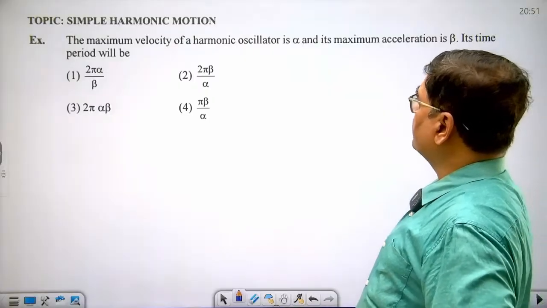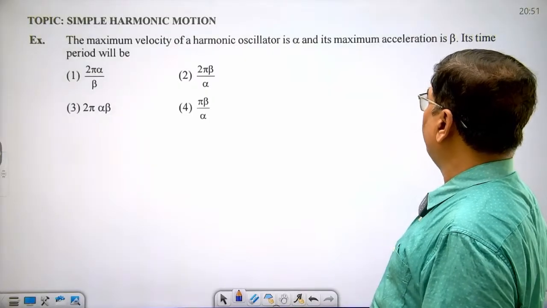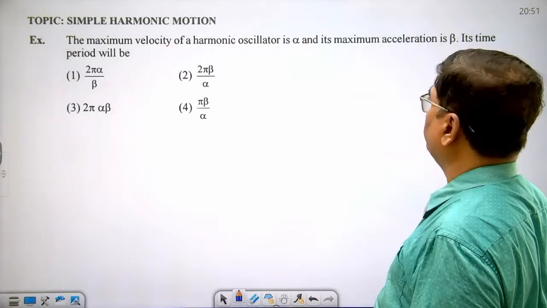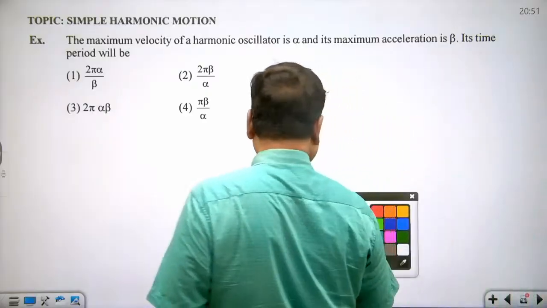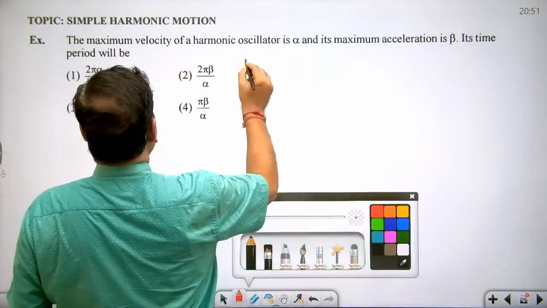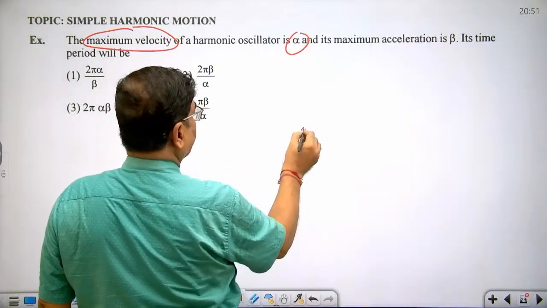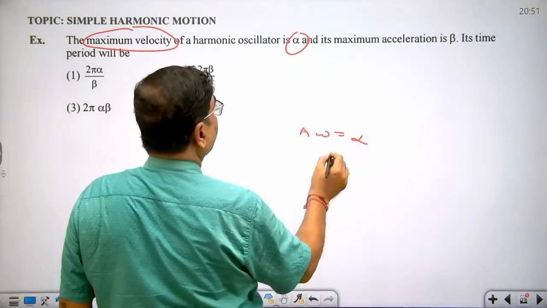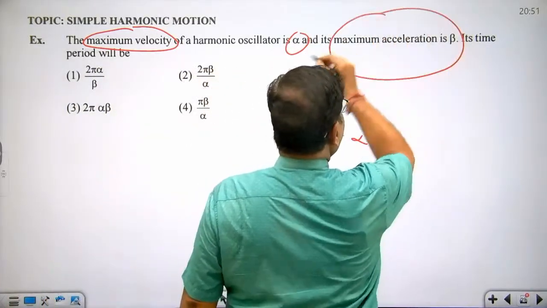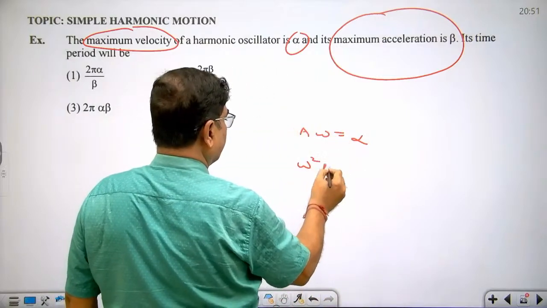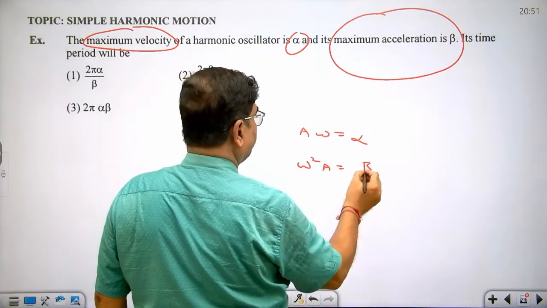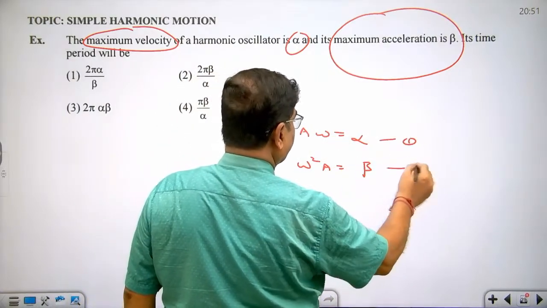The maximum velocity of a harmonic oscillator is alpha and its maximum acceleration is beta. Its time period will be very simple. See, maximum velocity is given as alpha. What is maximum velocity? A omega, this is alpha. And maximum acceleration is given as beta. What is maximum acceleration? Omega square A, this is beta. This is equation 1, this is equation 2.